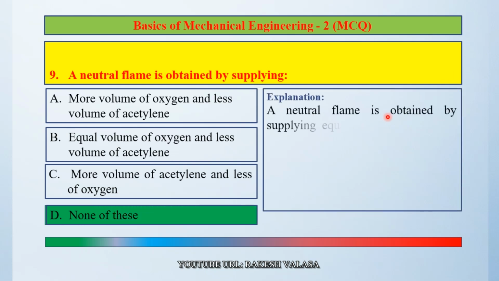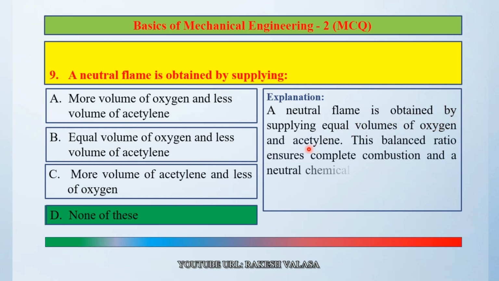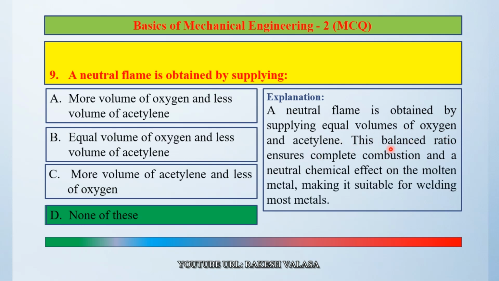A neutral flame is obtained by supplying equal volumes of oxygen and acetylene. This balanced ratio ensures complete combustion and a neutral chemical effect on the molten metal, making it suitable for welding most metals. So, among these, option D is correct because they have not given equal volume of oxygen and acetylene. So the correct answer is option D, none of these.